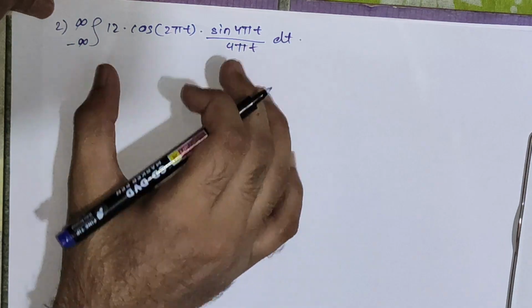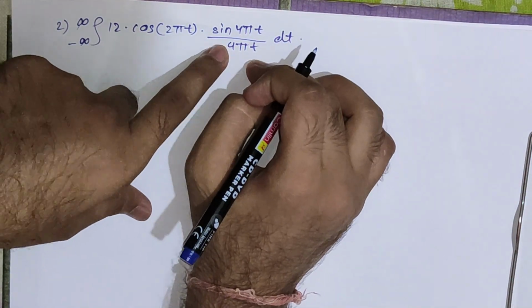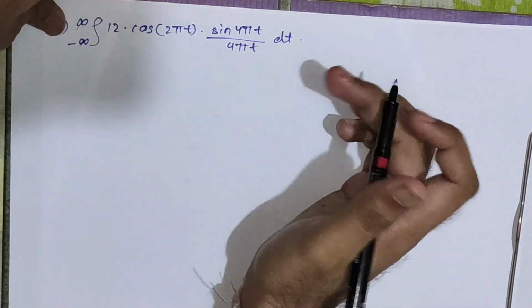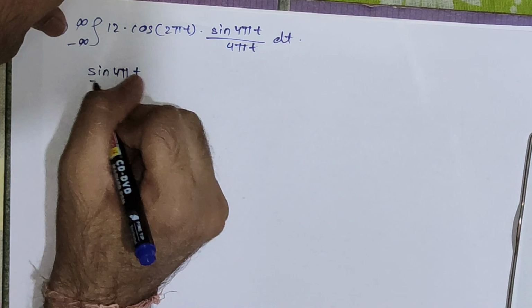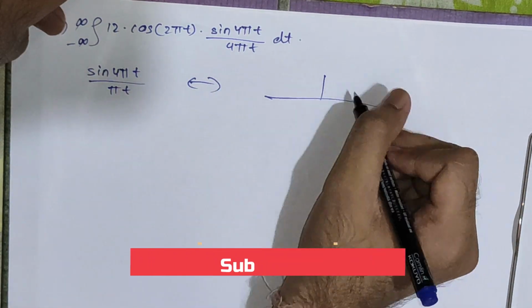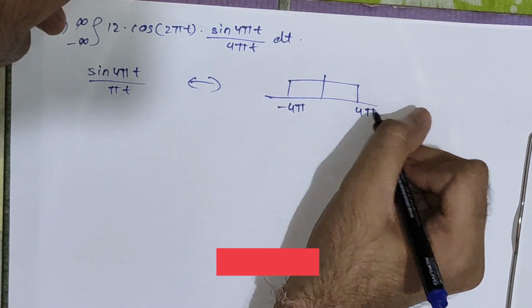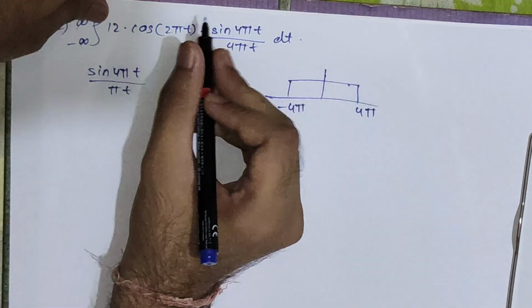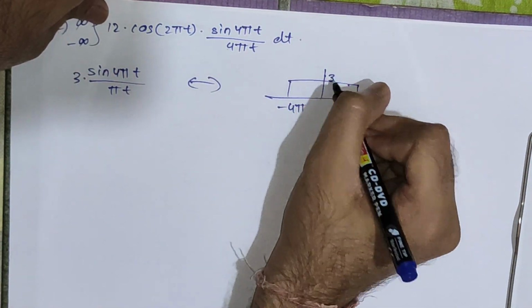Okay, now we have to solve this sum. Here also you can see the sin at upon πt form, so we are going to use the same trick here. For sin 4πt upon πt, we will have the Fourier transform from minus 4π to 4π with the magnitude. If you divide 12 by 4, we get the magnitude as 3. So the magnitude here will be 3.